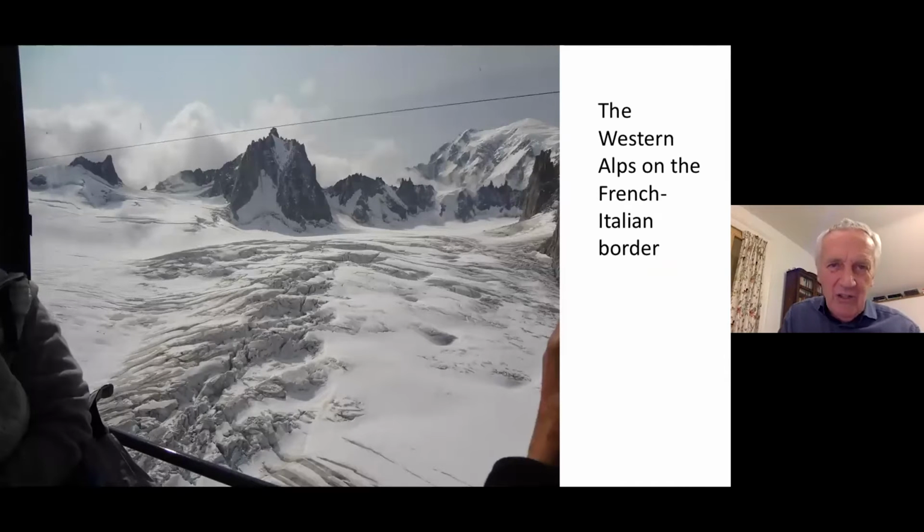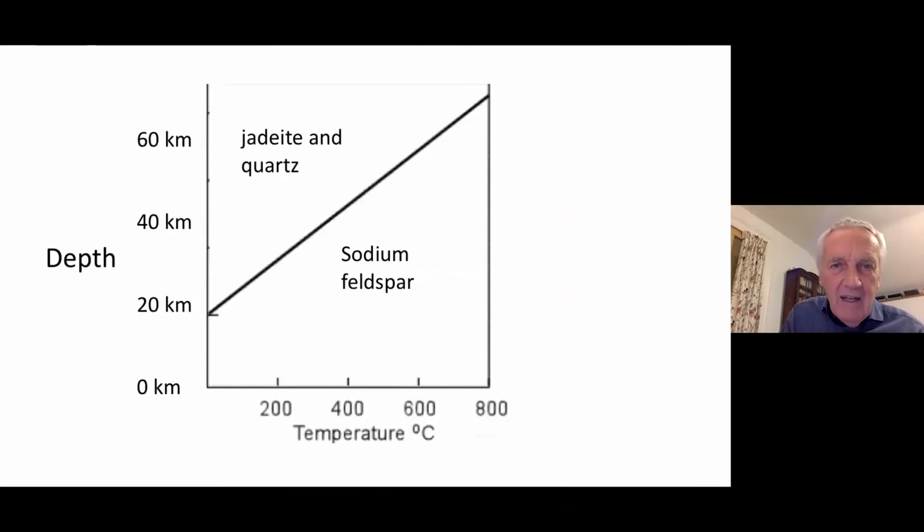Here's, sorry, just to remind you of where they're from. This is the Western Alps near the French-Italian border. But this is what I was about to tell you. This is a diagram showing depth on this axis, 20, 40, 60 kilometers down below the surface, and temperature. And sodium feldspar, if it's squashed under enormous pressure corresponding to these kinds of depths, changes into a new mineral called jadeite and some quartz. And this is what the jade axes are made of.